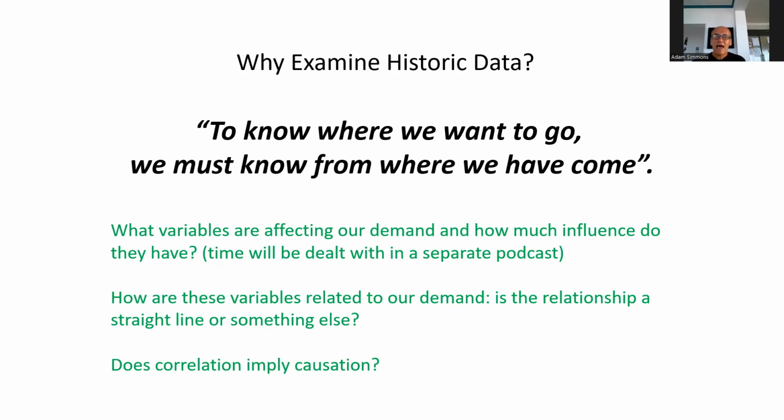Next, if there is some influence, we want to know how the variables are actually related. Is it a straight line relationship or is it something else? Far too often, I've seen firms just use a very simplistic method which assumes a straight line relationship. And as a result, the forecasts are nonsensical because the relationship clearly is not simply linear. And the third question on this set is whether correlation implies causation. I've got some good examples lined up for that.